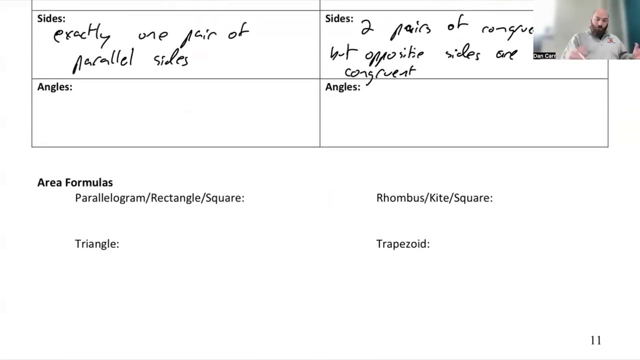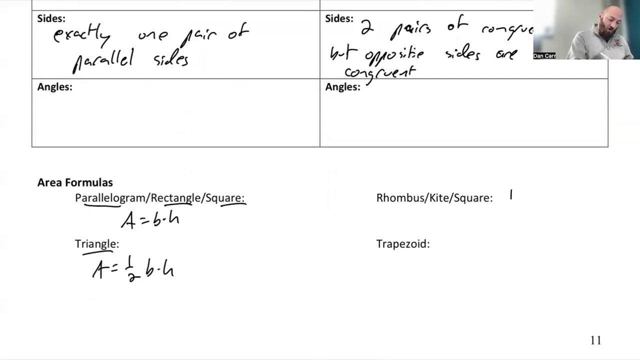Okay. Quick review. When we do this on a coordinate grid, we're going to have to use our area formulas a lot of the time. So parallelogram, rectangle, square, all of those are base times height. Okay. Triangle is going to be 1/2 base times height. Rhombus, kite, and square, that is all going to be area 1/2 of diagonal 1 times diagonal 2.